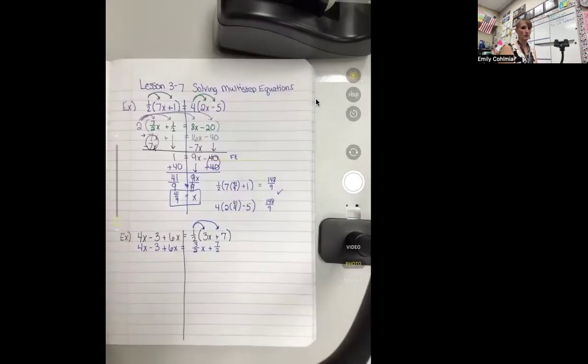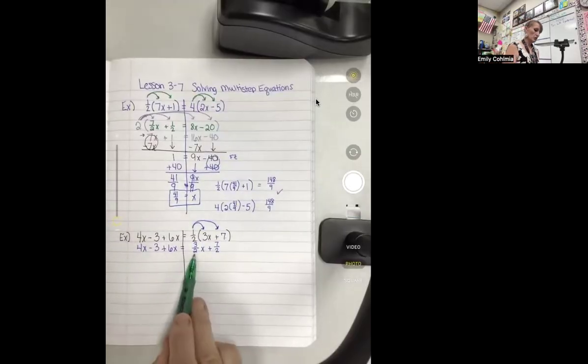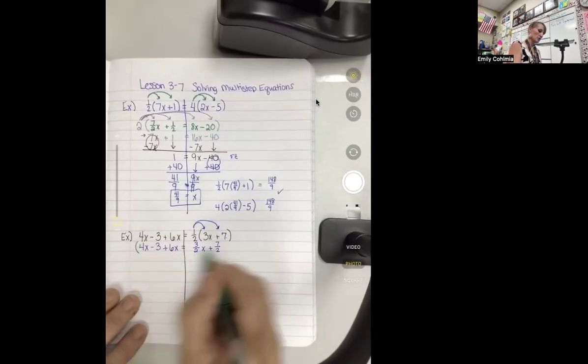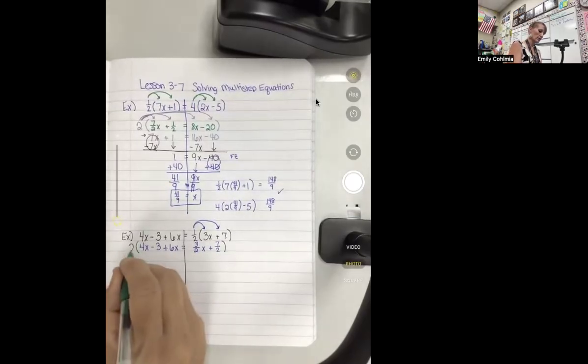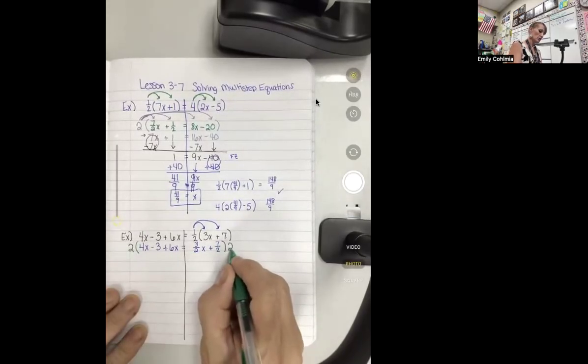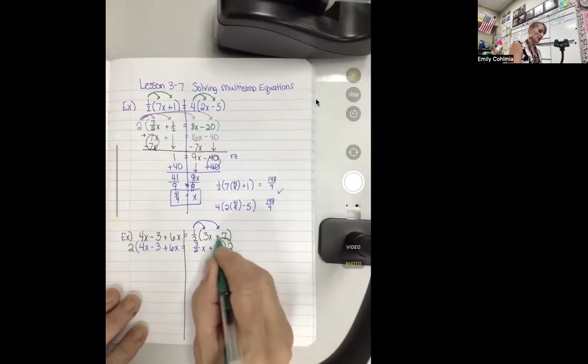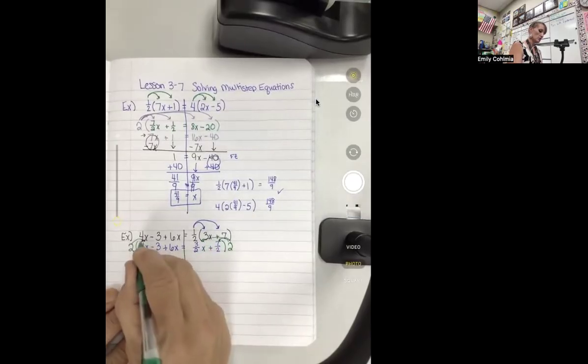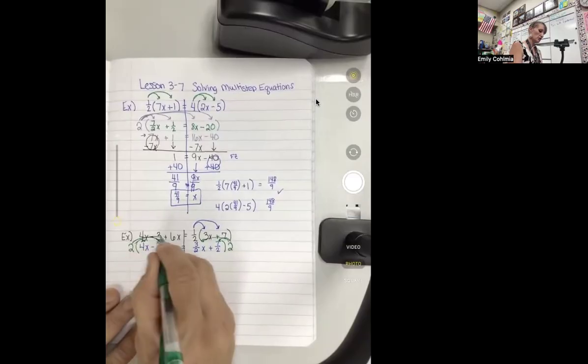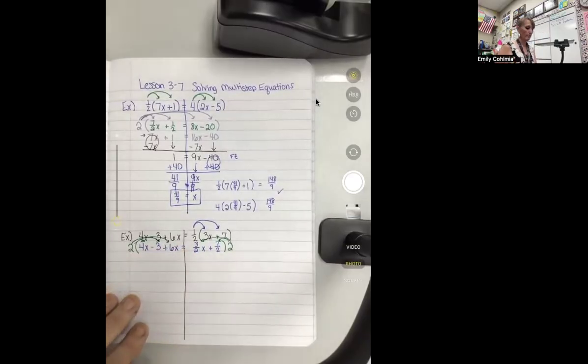So what are we going to do? We're going to kill the decimal or the fraction. So we're going to multiply everything by a common denominator. So 2 and 2, so 2 is our common denominator. We're going to multiply this whole thing by 2. And if it helps you to do a 2 over here, so you're just doing this side, that's fine. You can also do that. The big thing is make sure that we do this all the way through.